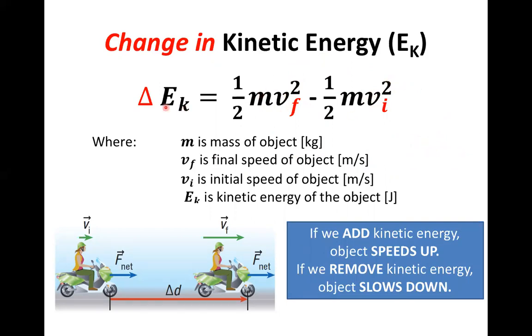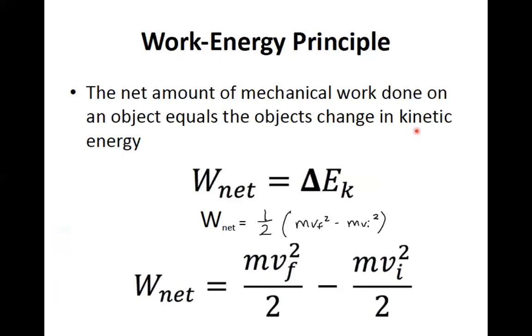Other than that, we calculate this very similarly to just EK. So delta EK is something that we're going to be calculating often. Notice if your final speed is bigger than your initial speed, so you're accelerating, then we're going to get a positive delta EK. So if we speed up, we gain kinetic energy. And if we slow down, our Vf will be smaller than Vi, so our delta will be negative. So we lose kinetic energy if we slow down, and that makes sense.